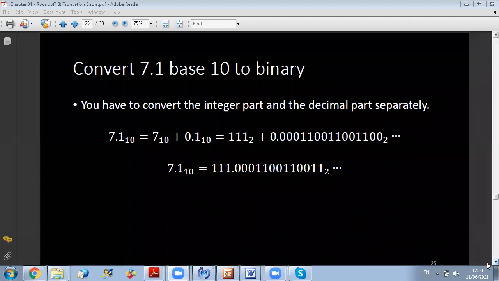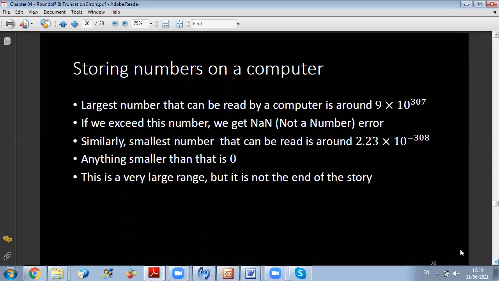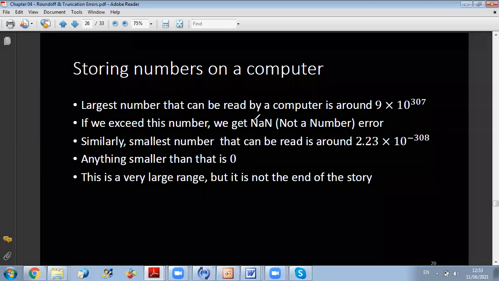Now, after defining this, we will see how we can have round-off errors when we add numbers. This will depend on how numbers are stored on the computer. The largest number that can be read by a computer is around 9 times 10 to the power 307, which is really a large number. If we exceed this number, we can get the following symbol, non-defined. When we get this symbol, it's not a number. This means that it's an infinite number, and my computer cannot read it anymore.